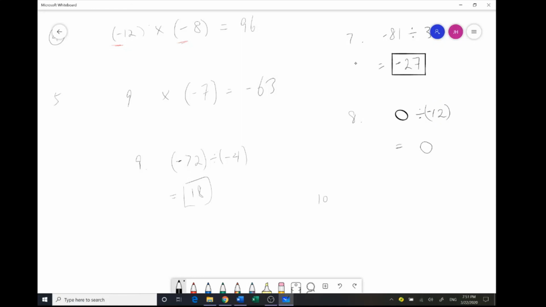Number 10. Let's say I am doing 84 divided by negative 6. Again, it doesn't matter whether the negative is on the first number or the second number, but whenever there's just one positive number and one negative number within the dividing operation, the answer has to be negative. Now, you just figure out what 84 divided by 6 is. In this case, it is 14. So altogether, your final answer is negative 14.